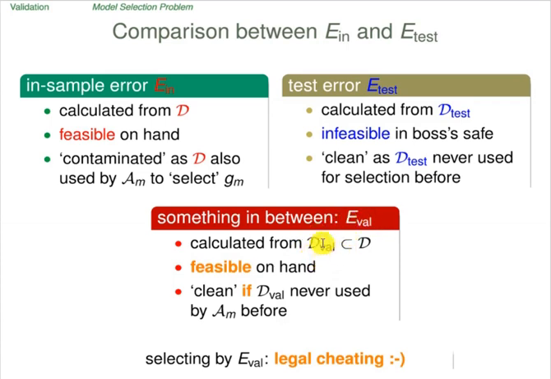So E-validation will be calculated from the validation dataset, right? And it's a part of our entire dataset that has not been used. So this is feasible at hand, and it is clean because we will not use the validation dataset during the training and selecting a model using our algorithm, right? Then, selecting a model via E-validation, we can hope, would be a better approach than selecting a model using in-sample error or E-test error. Okay?